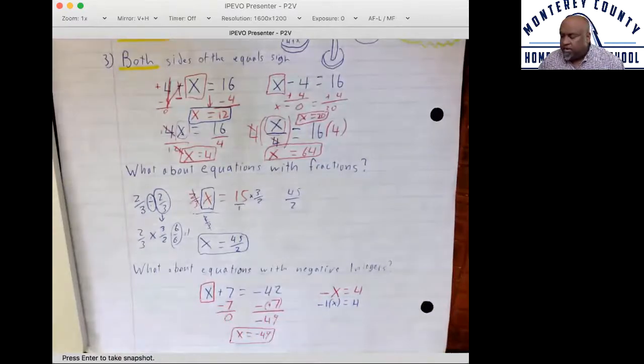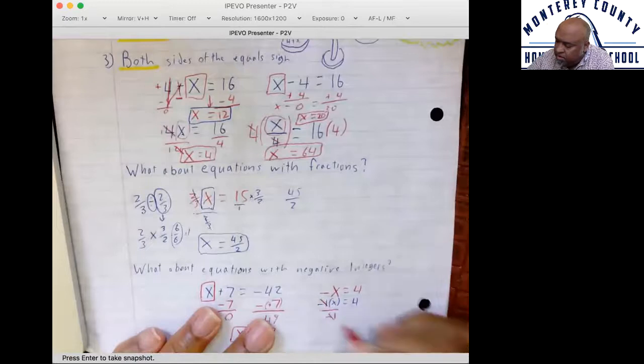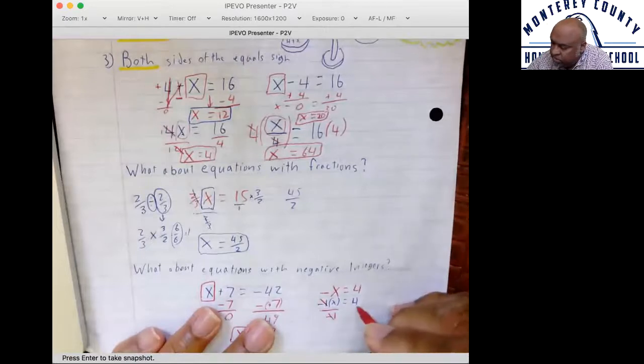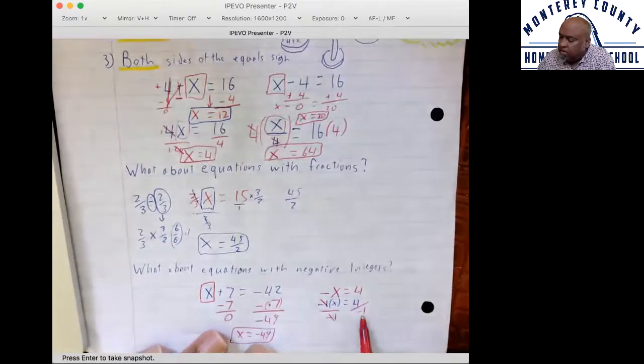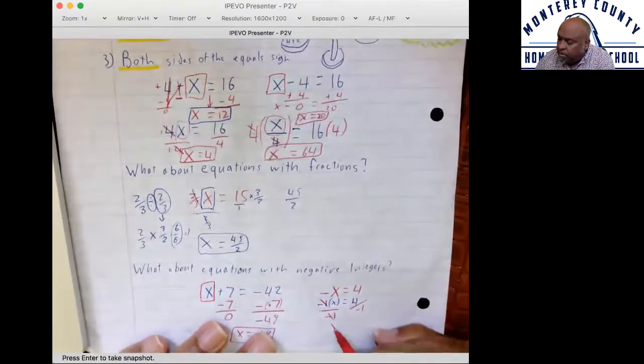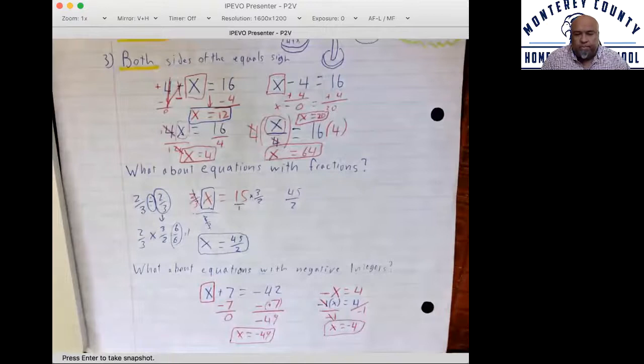So in this case, I still must isolate by opposite operation, divided by negative 1. Both sides divided by negative 1. Now, when I divide by negative 1, if you remember, there's a property about negative 1, and basically it just changes the sign of whatever it's dividing, or multiplying. So 4 divided by negative 1 becomes negative 4.